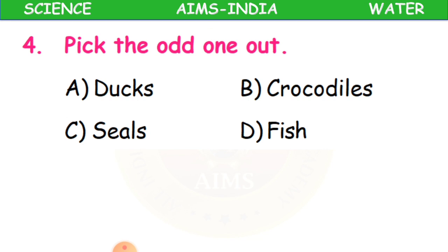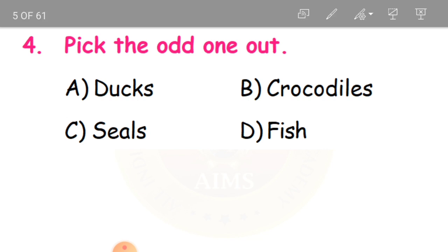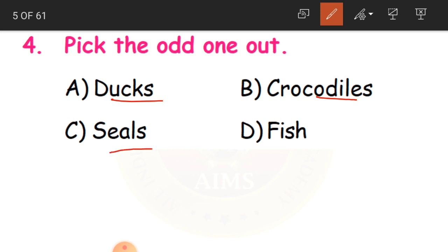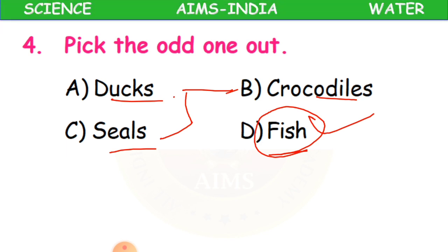Now, the fourth one is pick the odd one out. So you have got here ducks, crocodiles, seals and fish. Which is the odd one? Which is different from the other three? So we have to name it. Okay children, what is it? So the odd one is fish. Why? Because the remaining three animals can live on the land and also in the water, but fish can live only in the water. Okay children, so because of that, fish is the odd one.